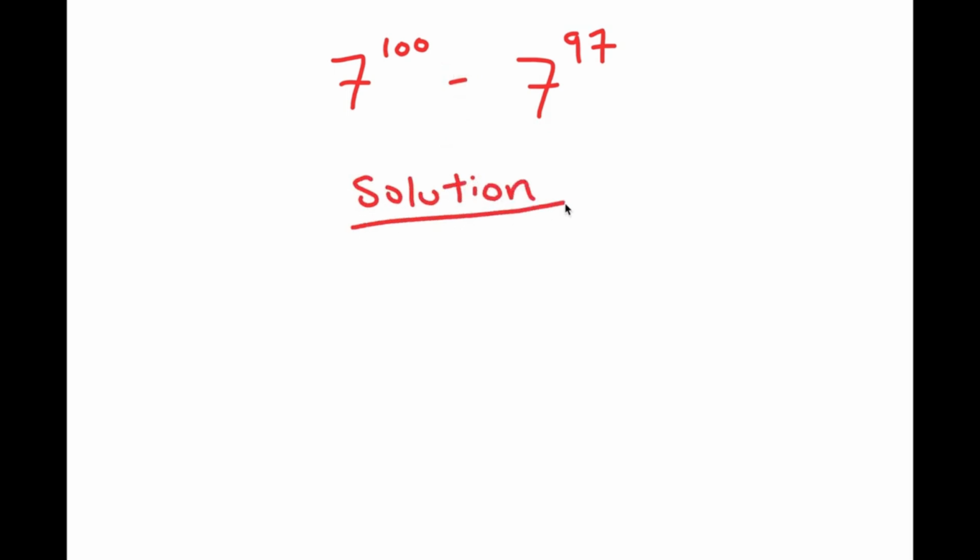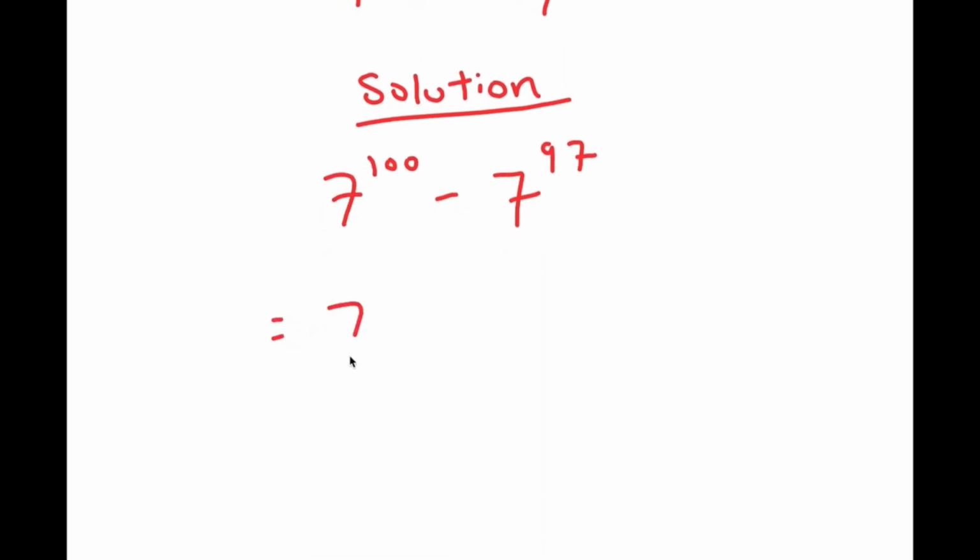Alright, so in this video, I'm going to be solving the problem 7 to the power of 100 minus 7 to the power of 97. So, for my solution, I'm going to rewrite my problem right here. And the first thing I'm going to do is I'm going to rewrite 100 as 97 plus 3. So I get 7 to the power of 97 plus 3 minus 7 to the power of 97.